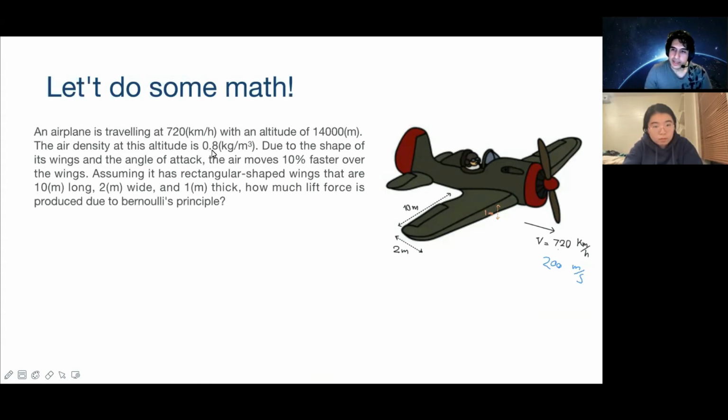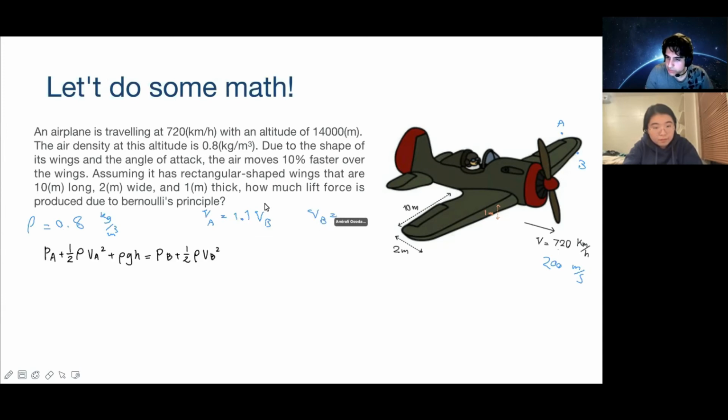So then it says altitude 14,000 meters. We don't care. We only care about the density of air, which is going to be equal to 0.8 kilograms per meter cubed. And then I'm going to have point A above wing and point B below wing. And it says the velocity above wing is 10% faster, so VA is going to be equal to 1.1 VB. And VB is in fact equal to the V of airplane.